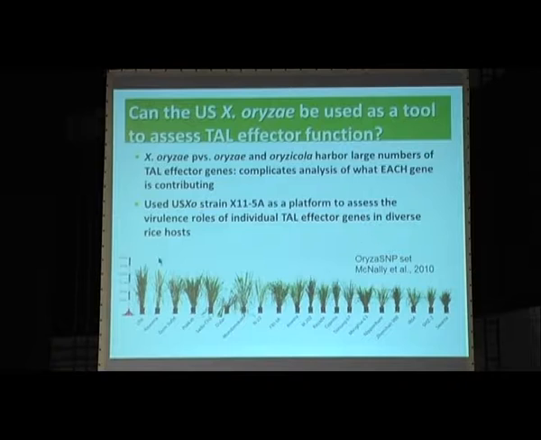So we started out with the oryza SNP set because it's very well characterized, and this is a set that Ken McNally led a project on a number of years ago to obtain resequencing for the genomes of these various rice plants, and you can see that they have a huge diversity of phenotypes. And we know them to have a huge diversity of responses to the bacterial pathogens.